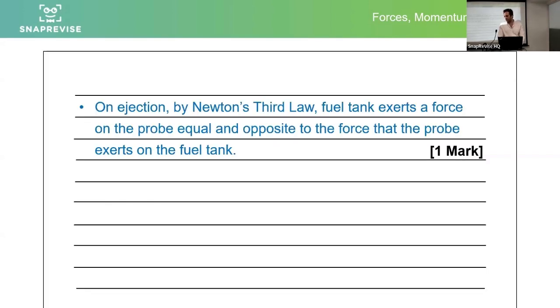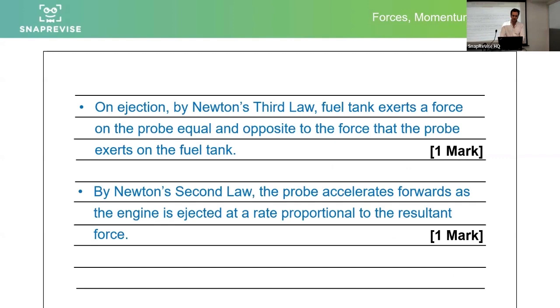Right. It says Newton's laws, but you should hopefully identify we've got two objects here. I dare say an object A and an object B. We've got the rocket and its fuel tanker. So it's Newton's third law we're talking about. First point, on ejection, by Newton's third law, the fuel tank exerts a force on the probe equal and opposite to the force that the probe exerts on the fuel tank. Great. You're essentially stating Newton's third law, but just applying it to this specific context. But that doesn't mean the other of Newton's three laws stops applying. By Newton's second law, the probe therefore accelerates forward as the fuel tank is ejected at a rate proportional to the resultant force. Got two bodies. That's the sort of before picture. And then afterwards, the rocket carries on and my fuel tanker is sadly shed into the ether, into space.